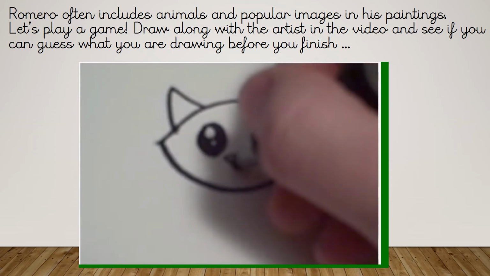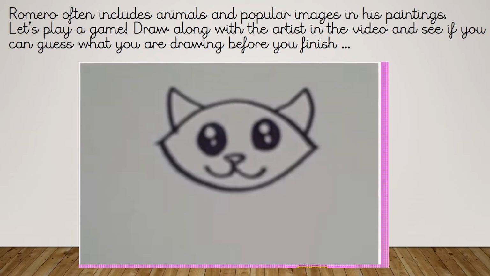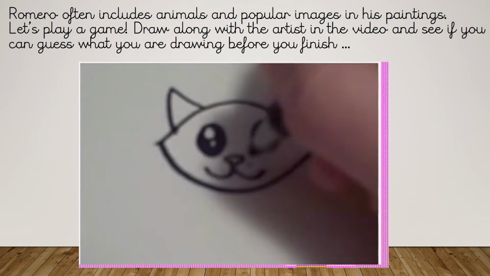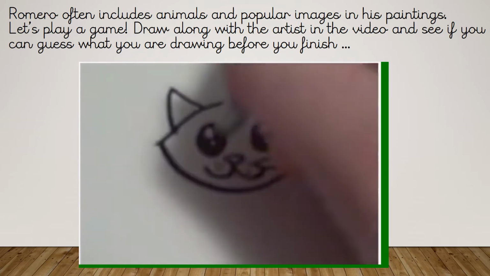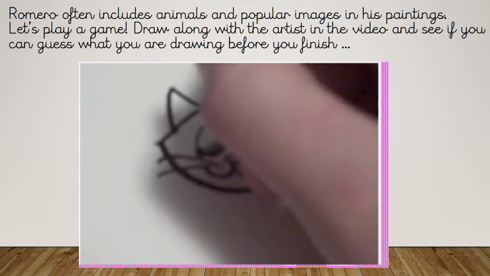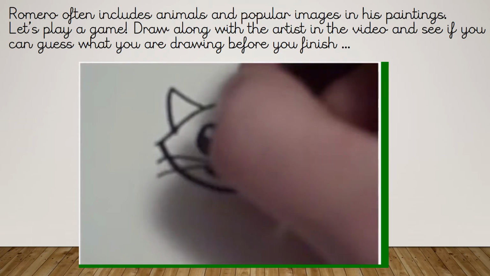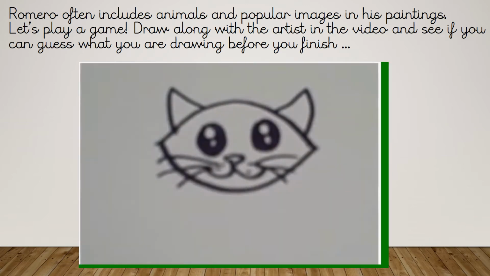Now he's adding a line in the middle. This, to me, might look like a little nose. I wonder what you think it might be. Have you added the mouth to your drawings yet? Shout it out if you think you know what it is. It's a cat! And Romero Britto loves to add cats into his work.